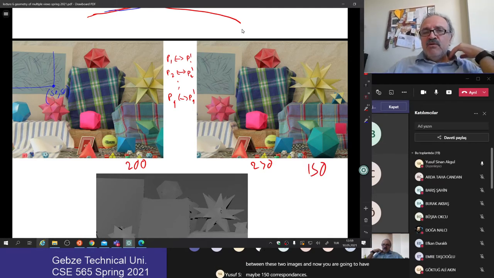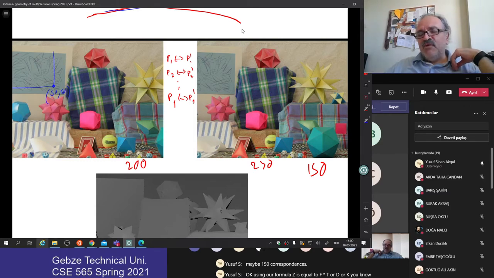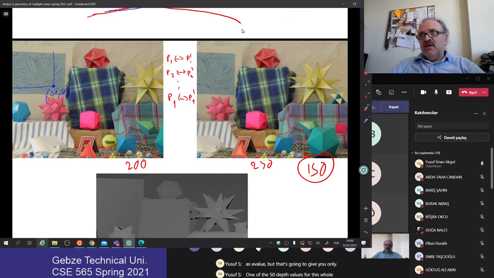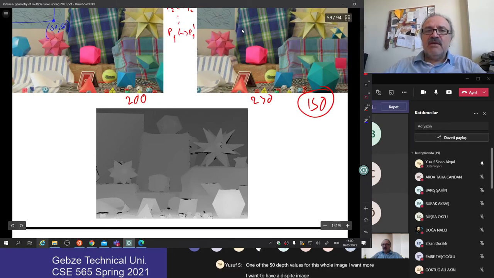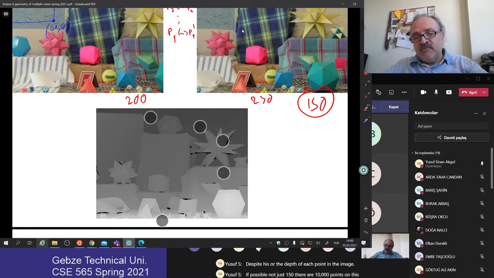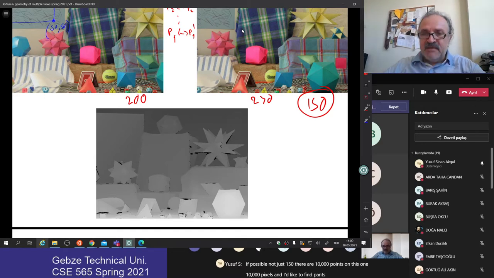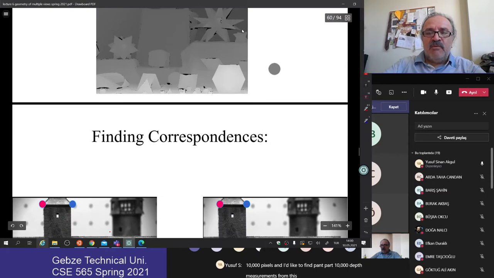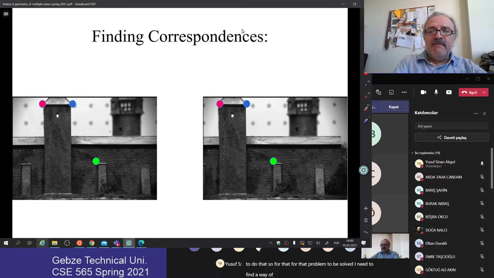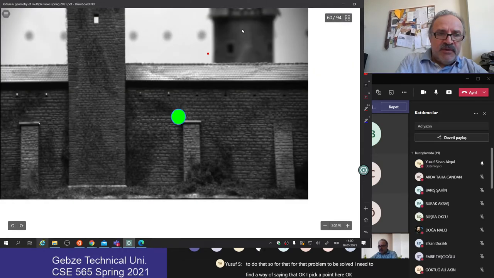Now you are going to have maybe 150 correspondences. Using our formula, z is equal to f times t over d, you know d, you assume a t if you are not given one, and you can get a z value. But that's going to give you only 150 depth values for this whole image. I want more. I want to have a disparity image like that. I would like to find the disparity or the depth of each point in the image, if possible, not just 150. There are 10,000 pixels in this one, and I would like to find 10,000 depth measurements from this image. So how am I going to do that? For that problem to be solved, I need to pick a point here. My point is this red one.